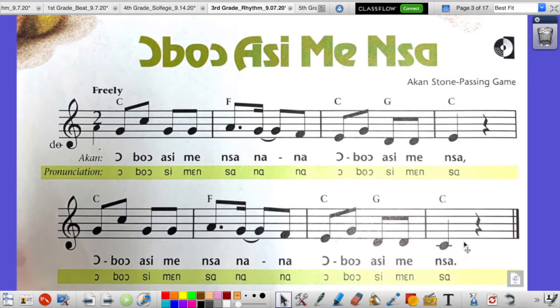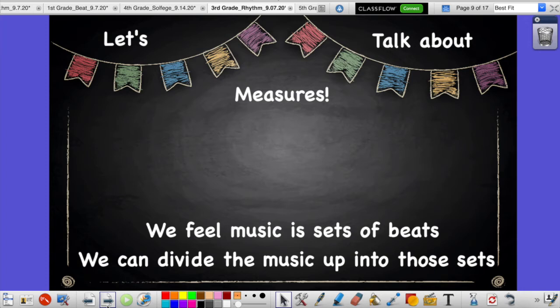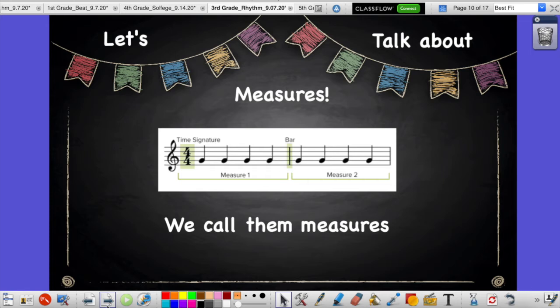So let's talk about measures. We feel music as sets of beats. We can divide the music up into those sets. We call those sets measures. So when you have a feeling of sets of beats, like in our song Oboe Si Menzana, we could feel those in different sets. And bar lines divide up those sets into these measures, measure 1 and measure 2.